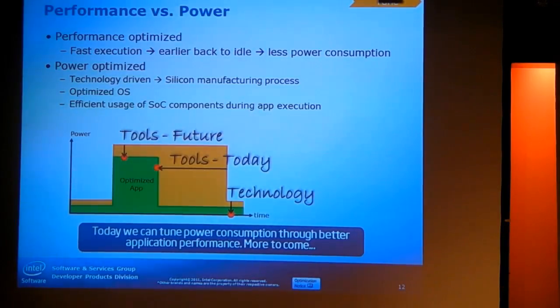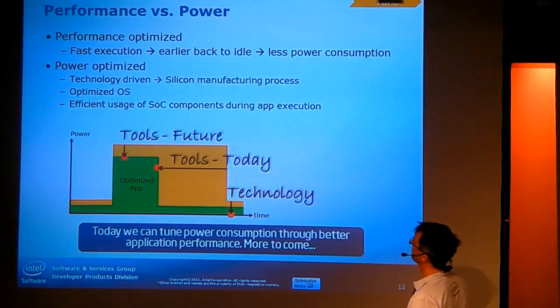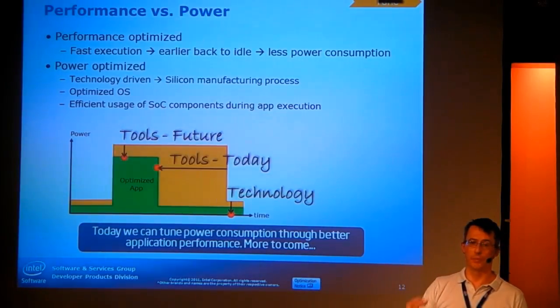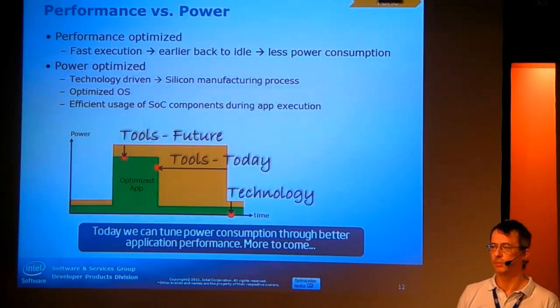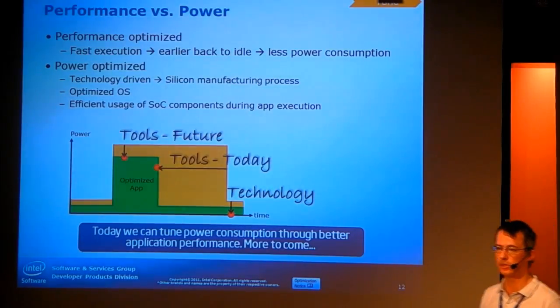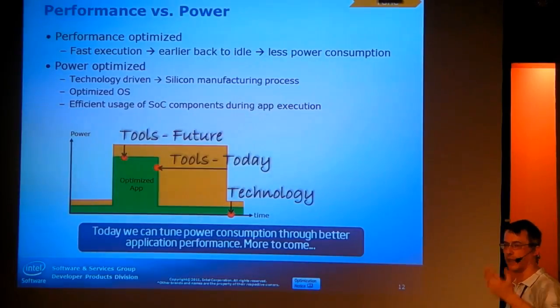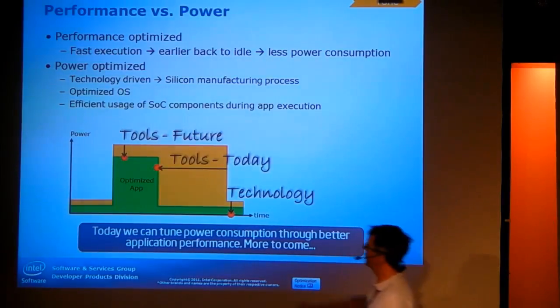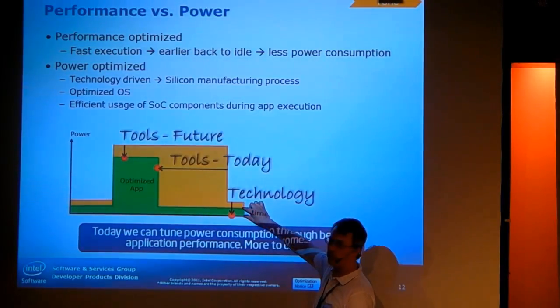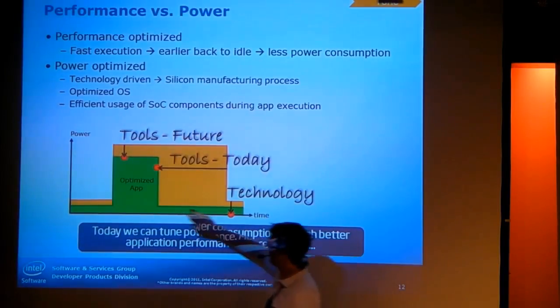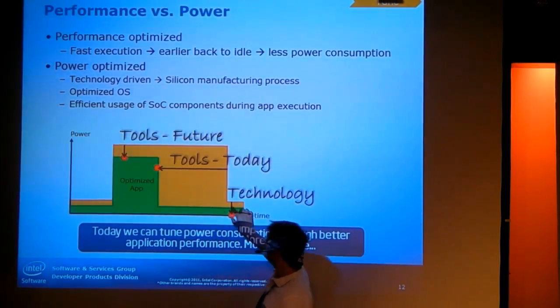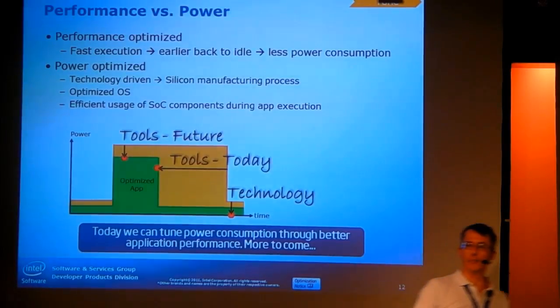Part of the power consumption is obviously silicon-driven technology, the process that we use to build these CPUs. We're improving the process all the time. You've probably heard of the latest shrinks to X nanometers that we're doing. We're continuing this, and this will bring the base power down. And then adding the tools on top will bring the complete profile of power consumption.